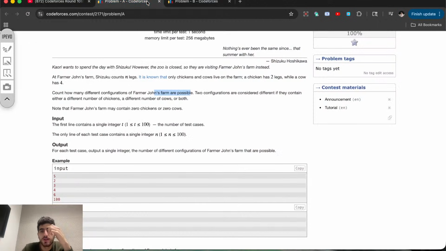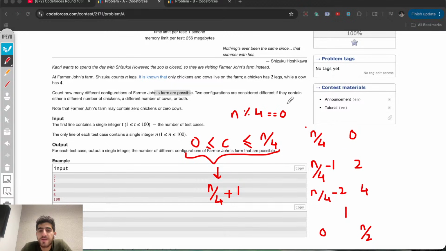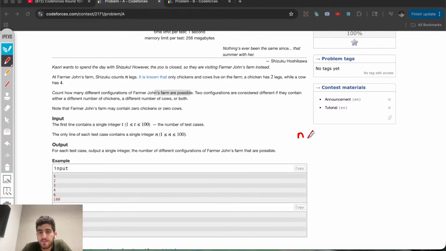Great. Now, the point is that if n modulo 4 is 2 as well, it's going to be again the same thing. If n modulo 4 is 2, it's going to be the same thing. Again, I will either have floor of n over 4 cows and 1 chicken, or n over 4 minus 1 cows and 3 chickens, or up to 0 cows and n over 2 chickens.